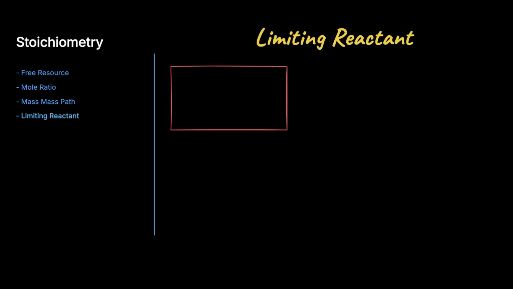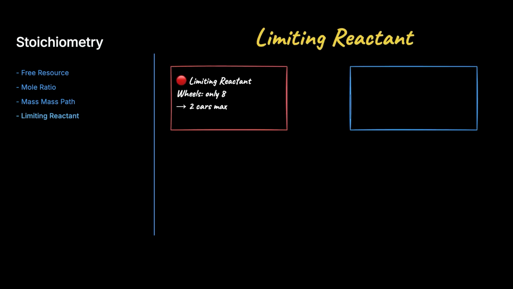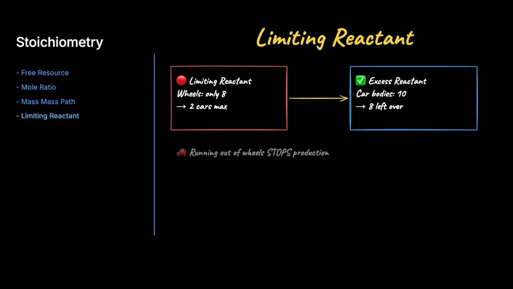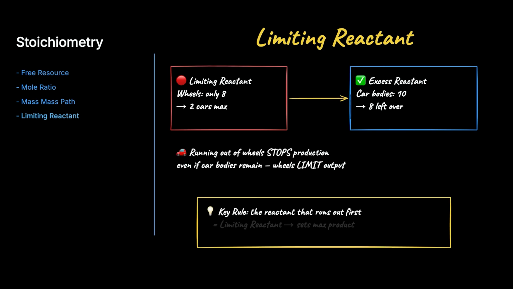In real reactions, the ingredients are rarely present in perfect proportions, so one of them runs out first. That one is the limiting reactant because it limits how much product can form. The other is left over in excess. Think of building cars where running out of wheels stops production, even if plenty of bodies remain.